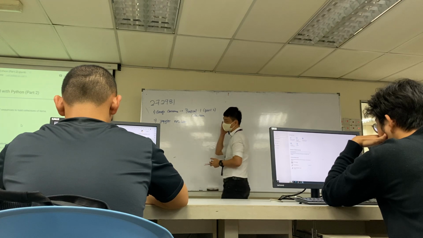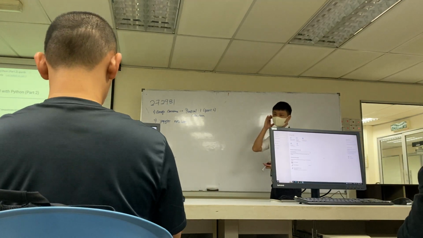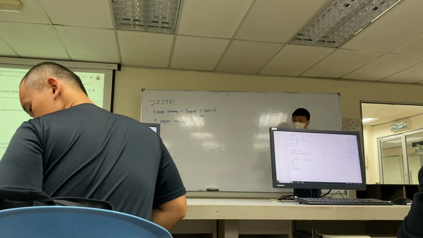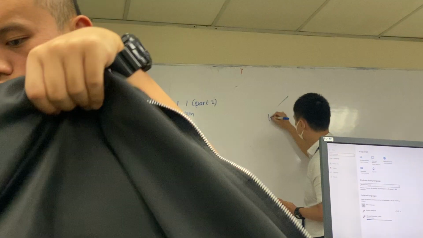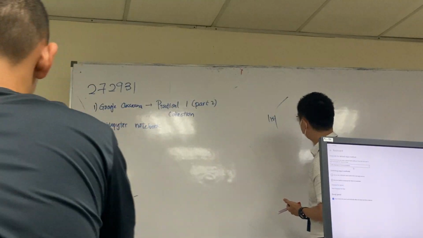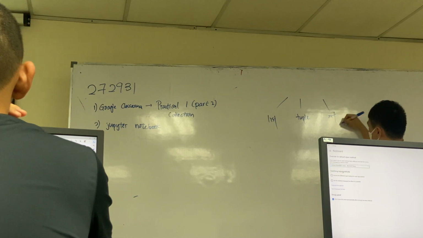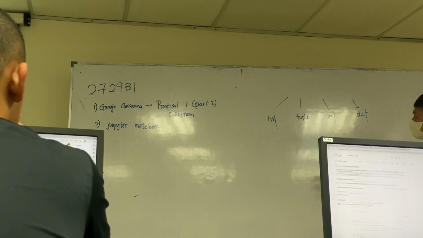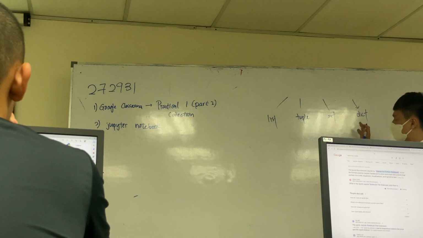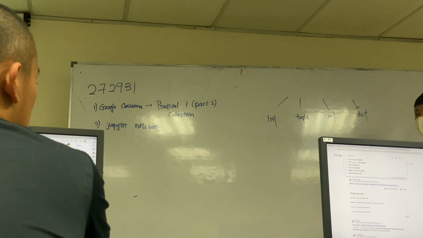So what are collections? It's like the array in C++, but there are 4 different types of collections in Python. We call them list, tuple, set, and dictionary. Each type of collection has its own purpose. It depends on the application.